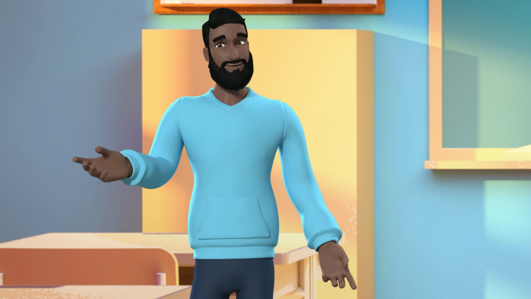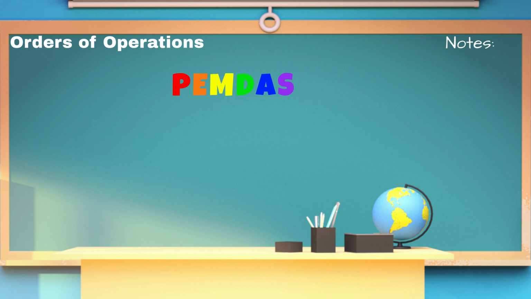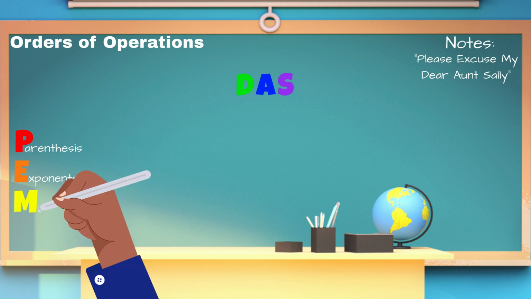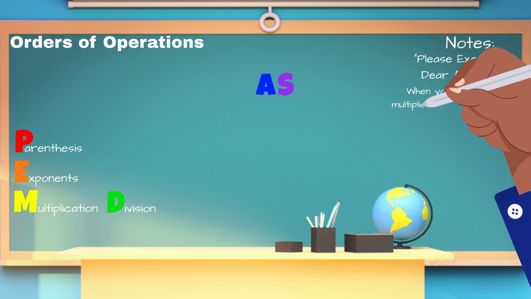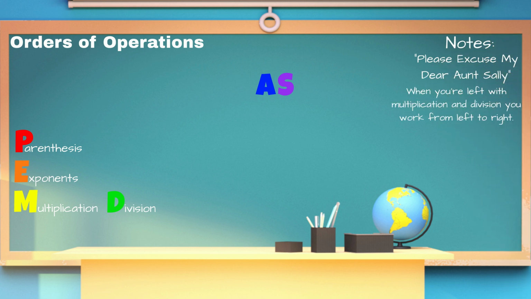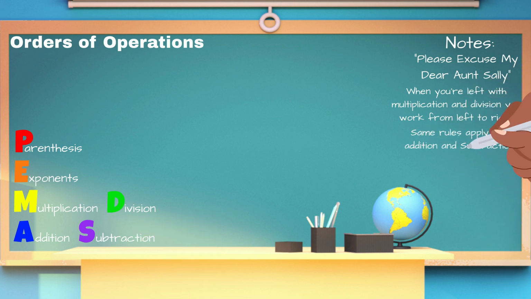Before we get into orders of operations, I want to write down the word PEMDAS. Some say, "Please excuse my dear Aunt Sally." I'm sure many of you have heard this before, but not many write it correctly. I'll show you. I write it as parentheses, exponents. With multiplication and division, I place them next to each other, because when you have a problem with multiplication and division, you work from left to right. And same rules apply for addition and subtraction. Whatever comes first, from left to right.